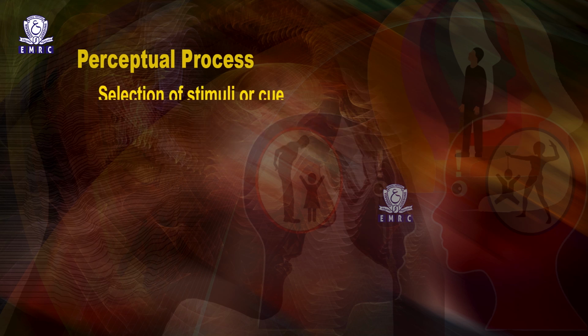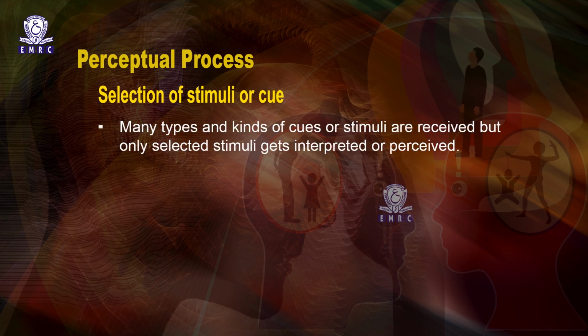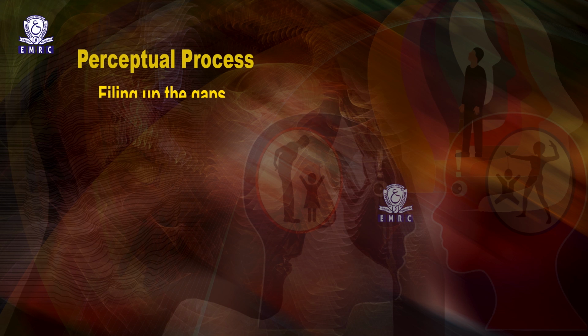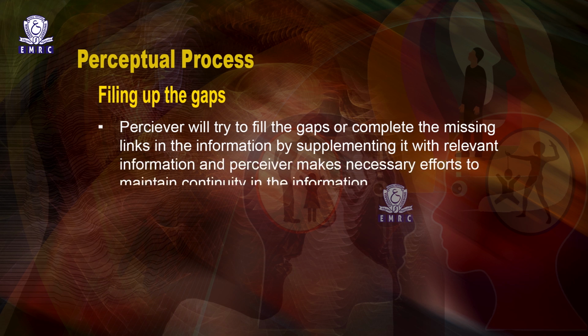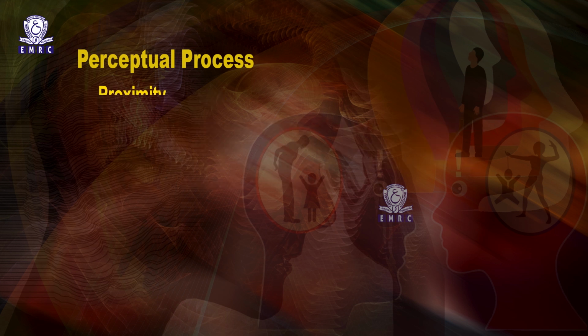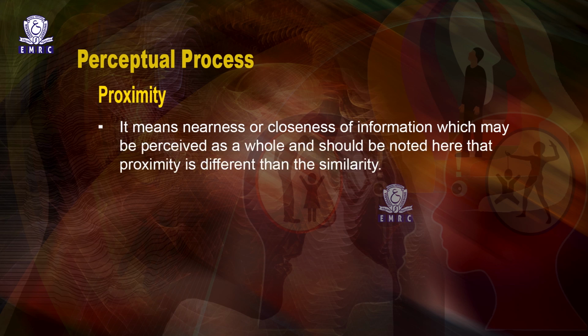The next one is selection of that stimulus or cue. Many kinds of cues or stimuli are received, but only selected stimuli get interpreted or perceived. The next is filling up the gaps. The perceiver will try to fill up the gaps or complete the missing links in the information by supplementing it with relevant information, and makes the necessary efforts to maintain continuity in the information. The next is proximity. It means nearness or closeness of information, which may be perceived as a whole, and it should be noted here that proximity is different from similarity.